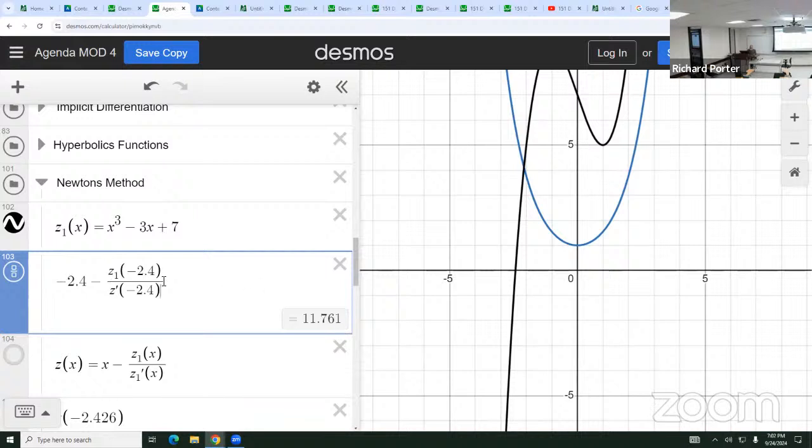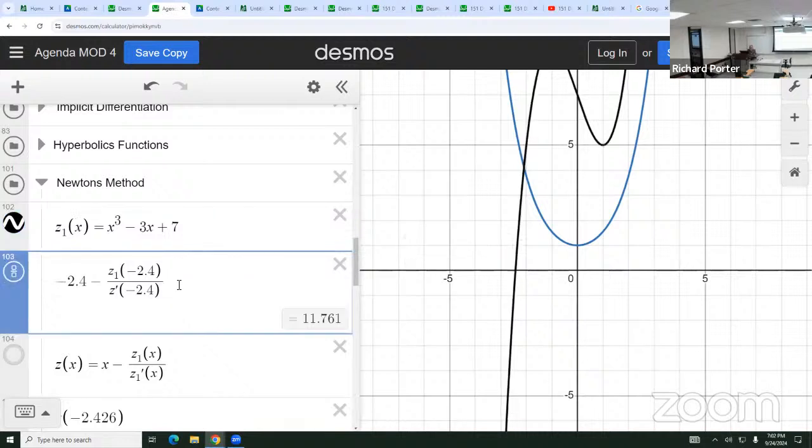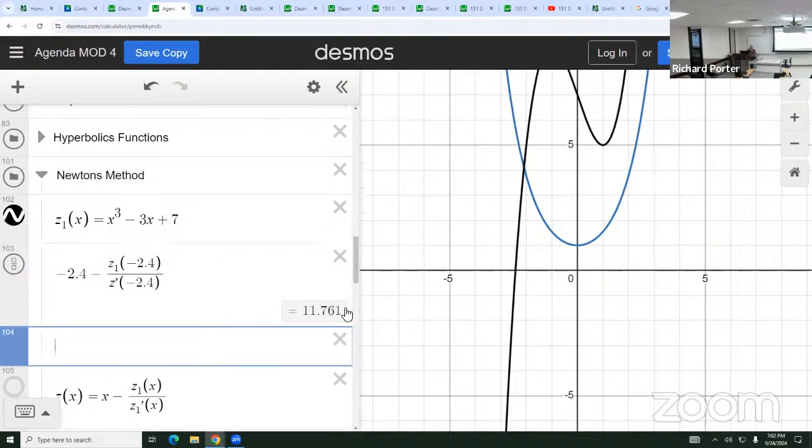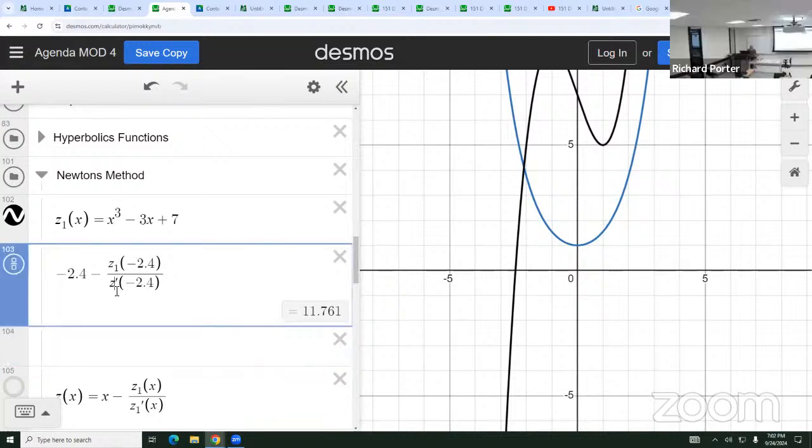But that shouldn't be that far off. My answer is right here, minus 2.4. Huh. Well, anyway, what I would do is I would take this 11. There's just no way that can be the answer. I think, is it not z1? Is it z1 prime? There's a z in here on the right, z1. Thank you.